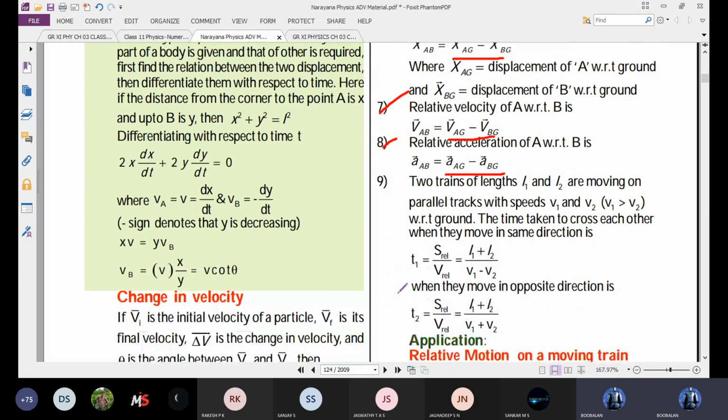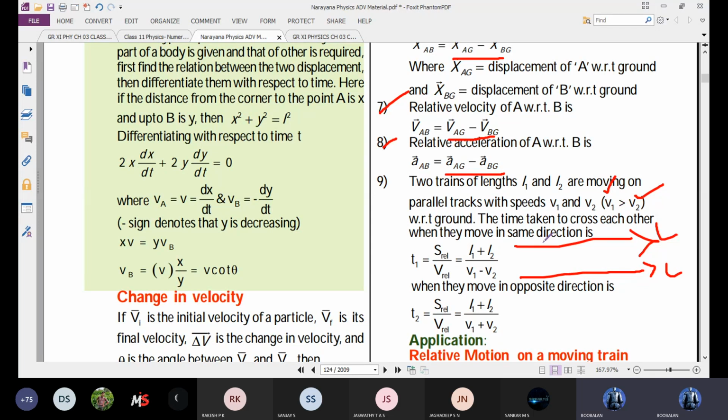This is very interesting. Two trains of length L1 and L2 are moving on parallel tracks with speeds V1 and V2 with respect to ground, where V1 is the greater speed, so the first train is faster than the second. Find the time taken to cross each other when they move in the same direction. Train A and train B both move to the left, but the first has the maximum speed and the second the minimum speed.